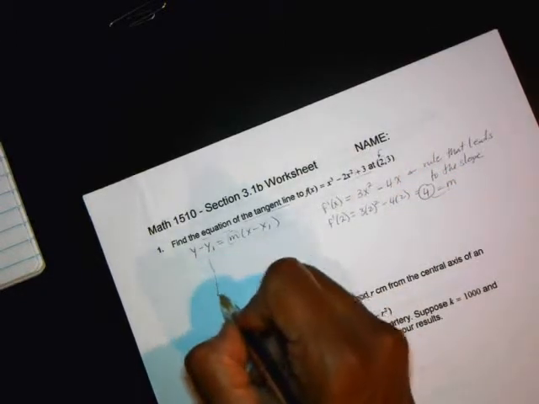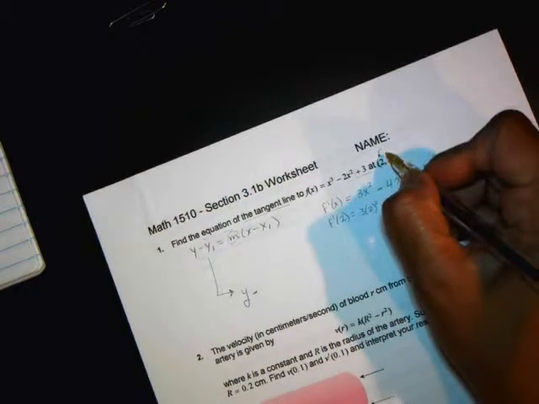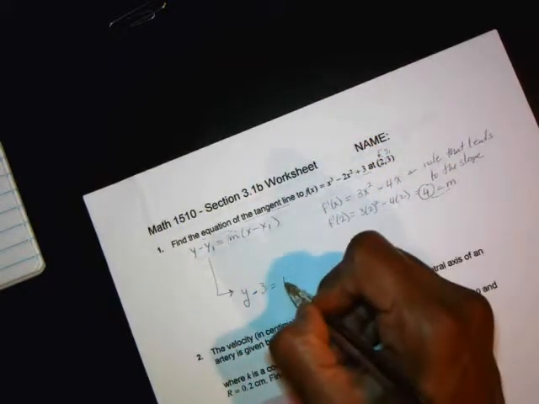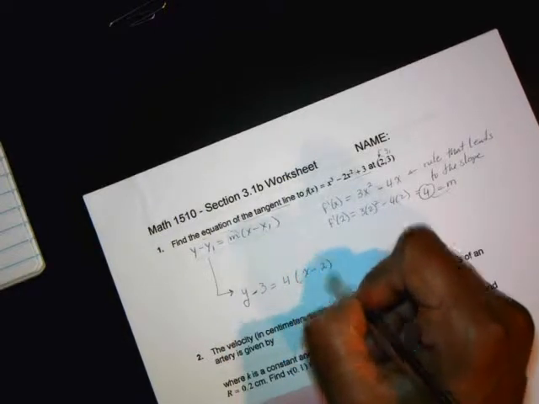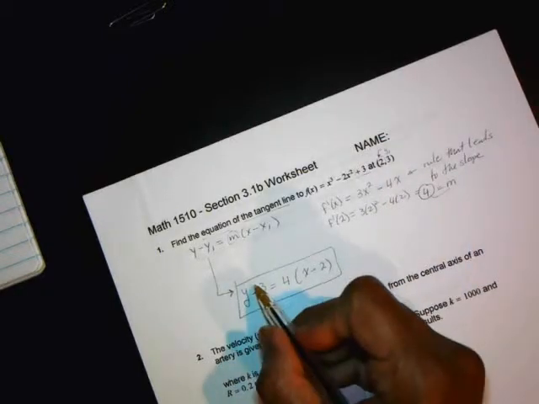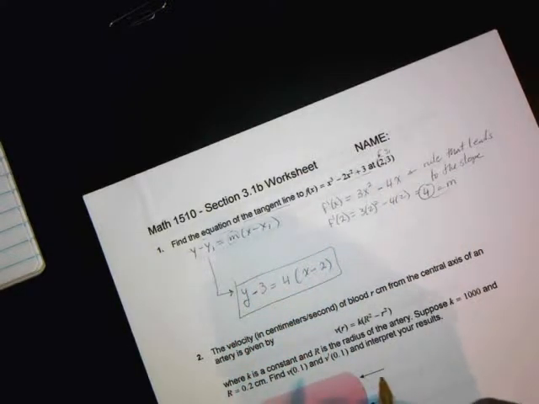Okay, so we'll go back here, and we get y minus y1 is right here. Y minus 3 equals m, which is 4 times x minus 2. If you leave it in this form, I will give you full credit. On WebAssign, you may have to solve for y. Just add the 3 over and type it in, and that'll be fine.